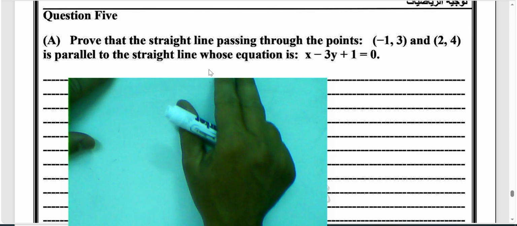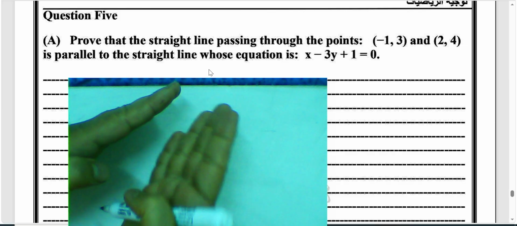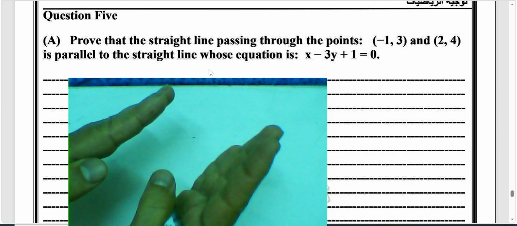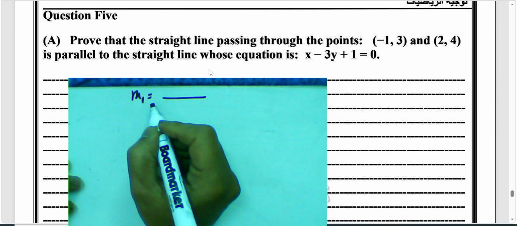Prove that the straight line passing through the points (-1, 3) and (2, 4) is parallel to the straight line whose equation is x minus 3y plus 1 equals 0. To prove that two straight lines are parallel, you must prove that slope 1 equals slope 2. Then you can find slope 1 by writing y2 minus y1 over x2 minus x1.